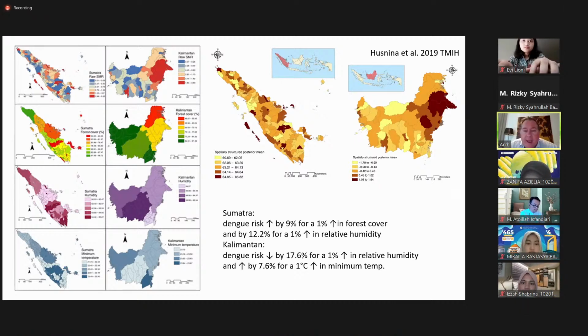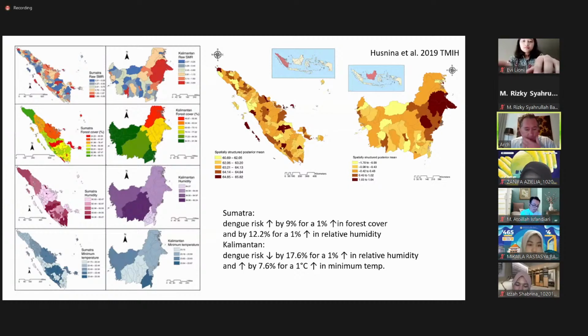Then there were two kinds of outputs from this analysis that were of interest. One was, what is the underlying spatial pattern of dengue risk? And you can see that in Sumatra, the underlying pattern is relatively spatially random, but for Kalimantan, there's very clearly an underlying spatial pattern with a higher risk of dengue in the eastern part of the island. But the other output was quantifying the association between these variables of interest and dengue risk.